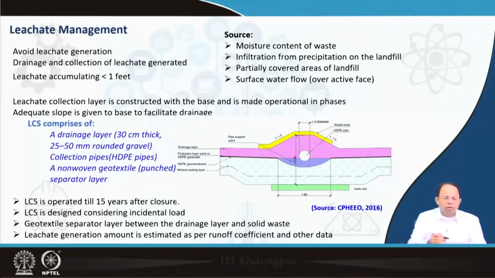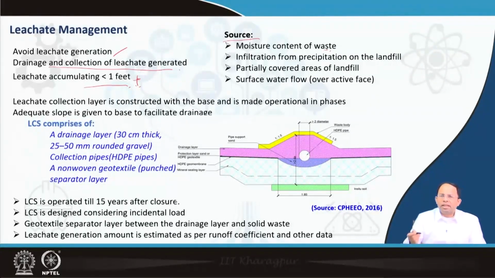So, our primary goal is to avoid leachate generation in the first place, and our goal is drainage and collection of leachate generated. The amount of leachate that is generated, we have to drain it to a certain point and then collect it. And we should not allow accumulation of leachate more than 1 foot, as we have discussed. Otherwise, it will mix with the waste. And also, this is the height of the drainage layer, so we cannot exceed it. And where does the leachate come from? We have also discussed this earlier.